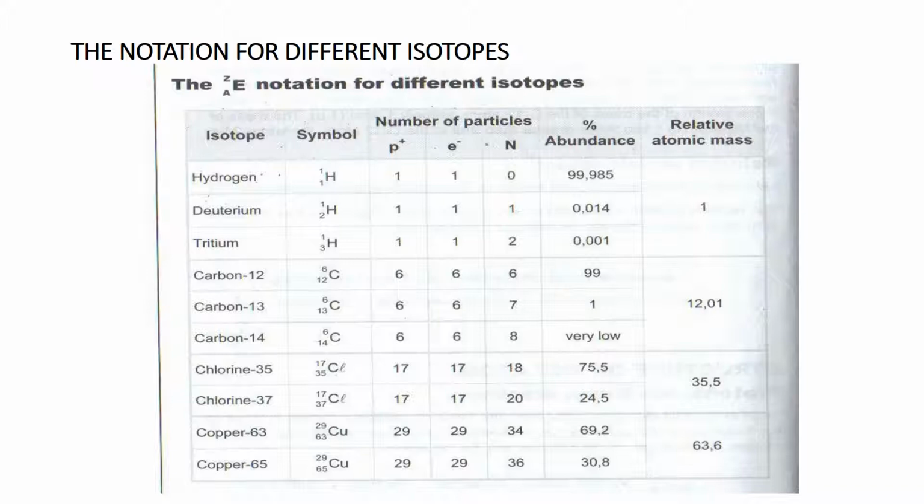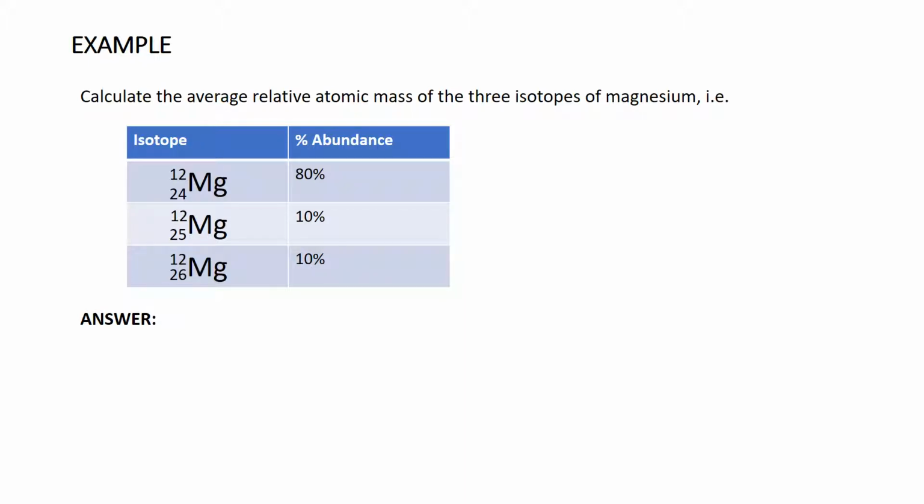This is the table showing the notation for different isotopes. I suggest that you familiarize yourself with the different isotopes, but you don't really need to, you just need to know that they have the same number of protons. That's what you need to know. And then you need to remember how to calculate your relative atomic mass. Let's do one more example on calculating the average relative atomic mass of 3 isotopes of magnesium. We have our table here with the 3 isotopes.